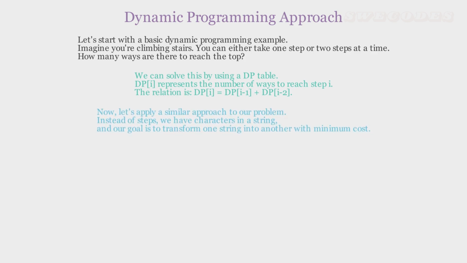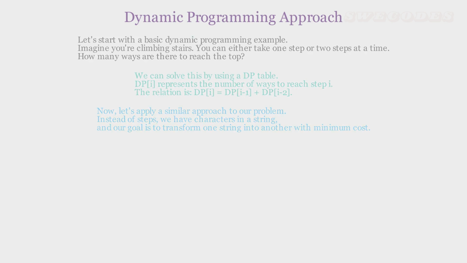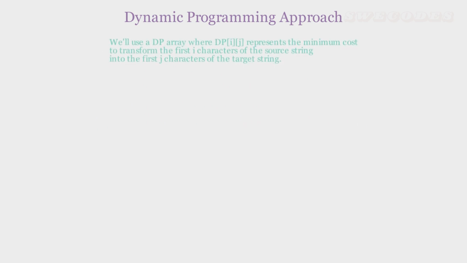Now, let's apply a similar approach to our string transformation problem. Instead of steps, we're dealing with characters in a string. Our goal is to transform one string into another with minimum cost. We'll use a dp array where dp[i][j] represents the minimum cost to transform the first i characters of the source string into the first j characters of the target string.